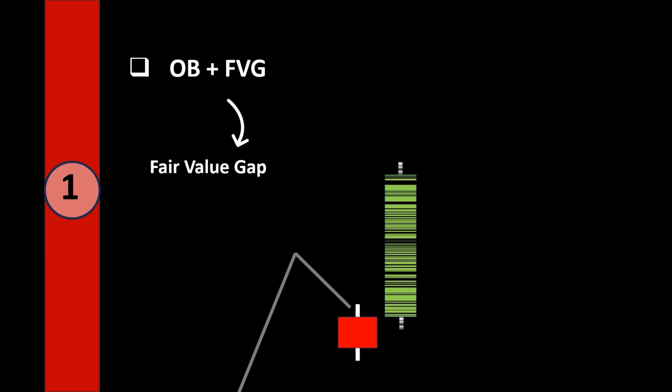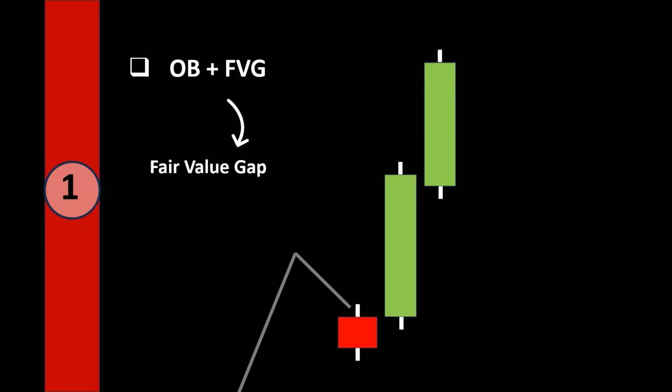The first one is the concept of fair value gap, often represented by the abbreviation FVG. You'll notice it goes by different names in various styles, like gap, IFC. Now, let's explore the concept of FVG, which stands for fair value gap. It indicates the momentum when price exits an order block.